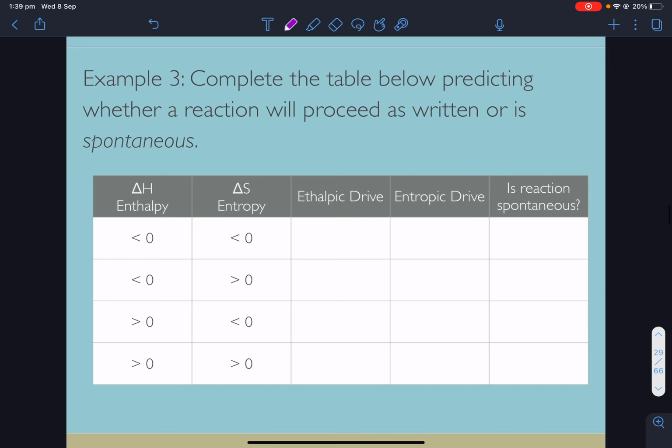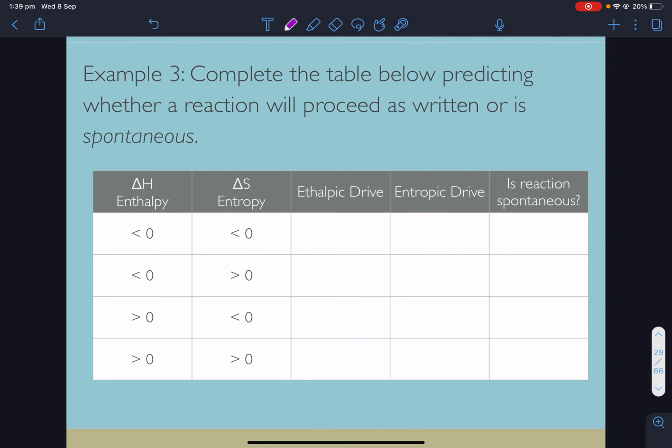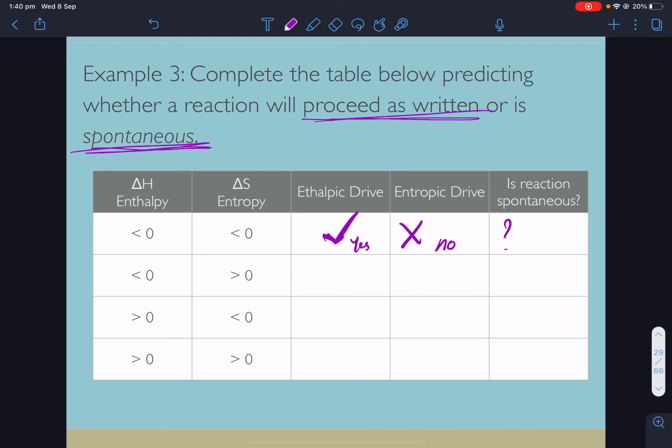All right, example 3. Complete the table below, predicting whether a reaction will proceed as written, and I've written it there, or is spontaneous, okay? I like to say spontaneous rather than... Okay, so if you've got negative enthalpy, that's the enthalpic drive is there. That's how nature wants it. So tick, we've got this, or yes, okay? And here we've got entropy decreasing, so that's not what nature wants. So no, there's no entropic drive here. So is this reaction spontaneous? Well, we don't know. We haven't got enough information there.